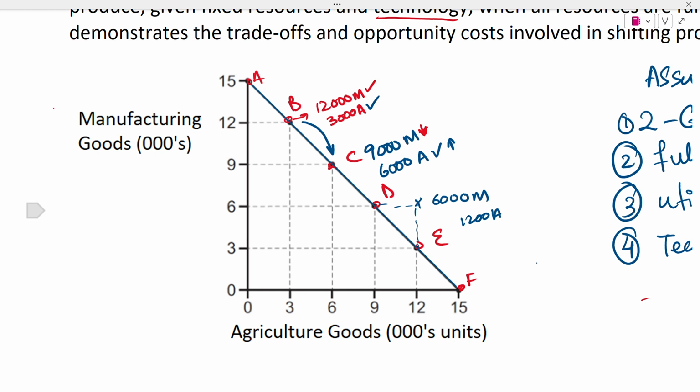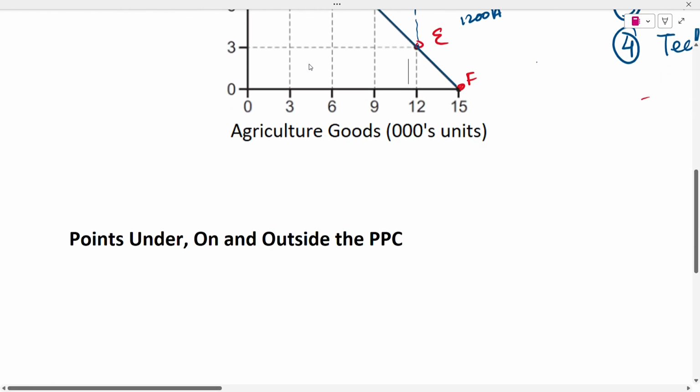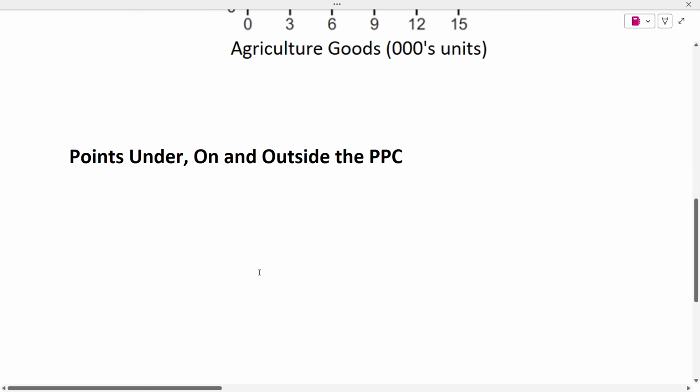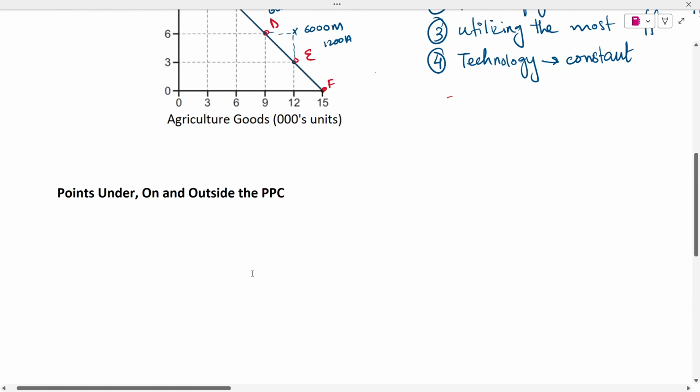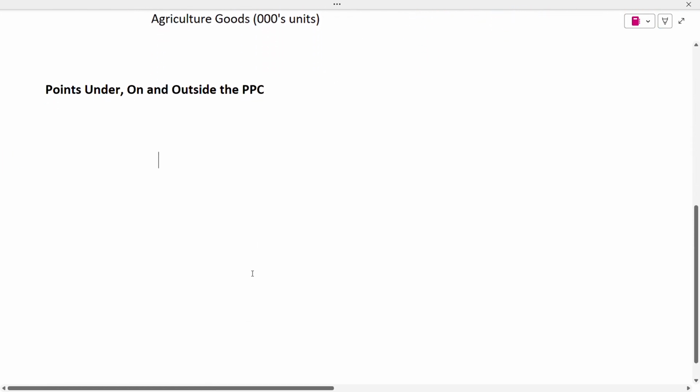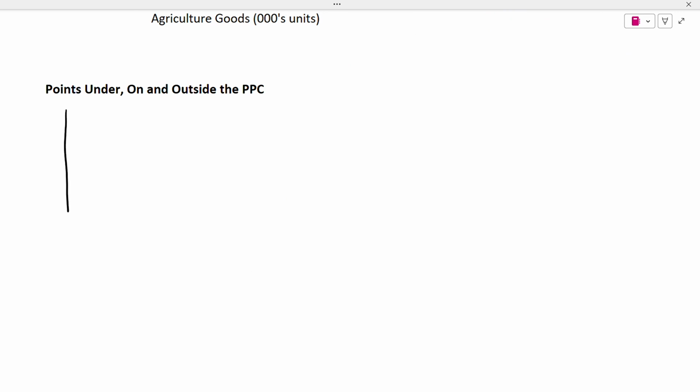Moving on, the second thing that is in our course and that we need to understand is what different points on, under, and outside the PPC essentially mean. So let me just draw a PPC over here and let's discuss what these points essentially mean.